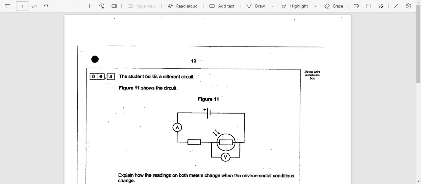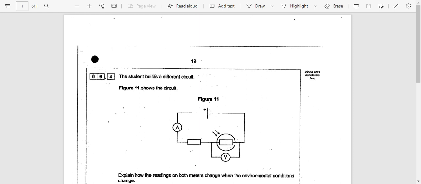In this question, we're being asked about an electric circuit. The question says the student builds a different circuit. Figure 11 shows the circuit. Explain how the reading on both meters change when the environmental conditions change.